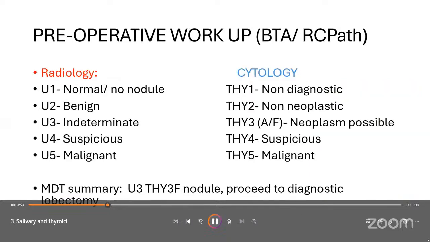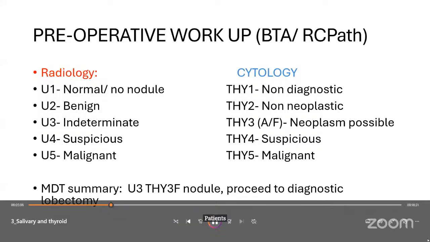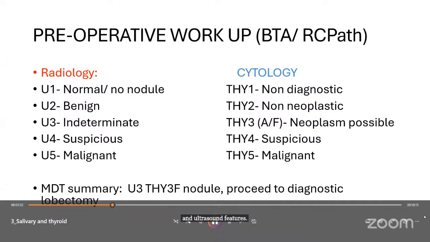How do the radiologists stratify? A lot of UK-based radiologists will use British Thyroid Association guidelines and utilise U-staging methodology to risk stratify. Patients will receive a U grading based on the imaging assessment and ultrasound features, and the grades range from U1, which is essentially a normal examination, to U3, a nodule with indeterminate features, and U5, a frankly malignant process.